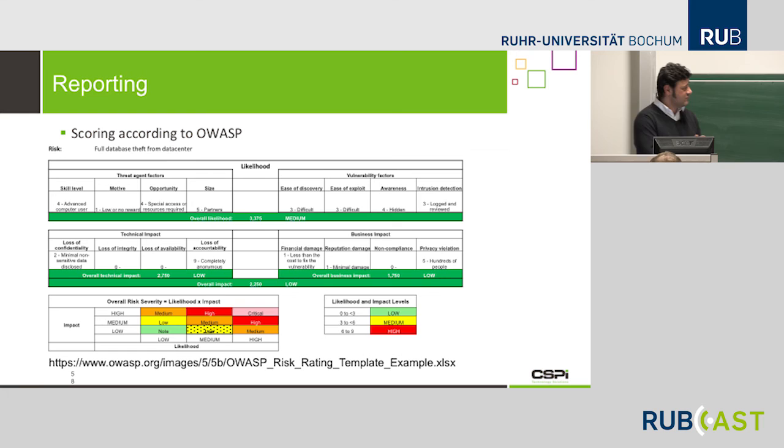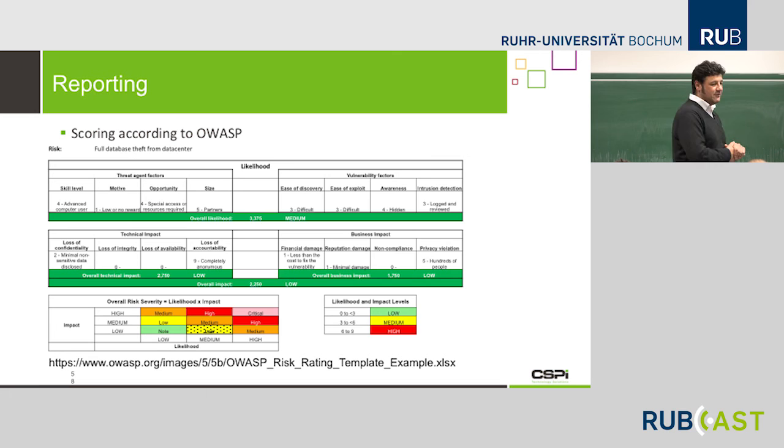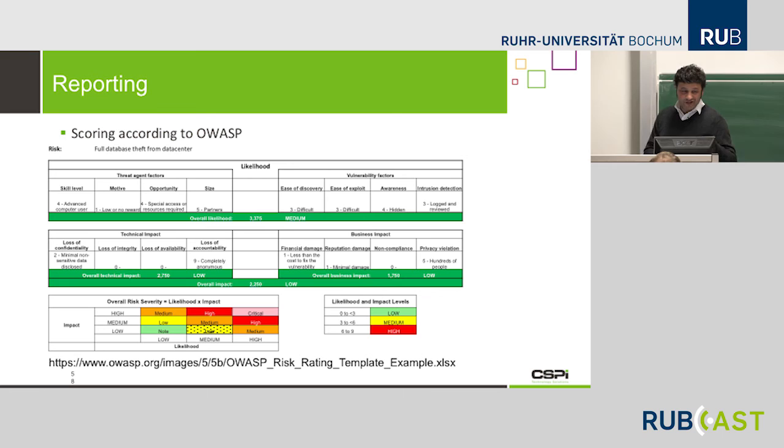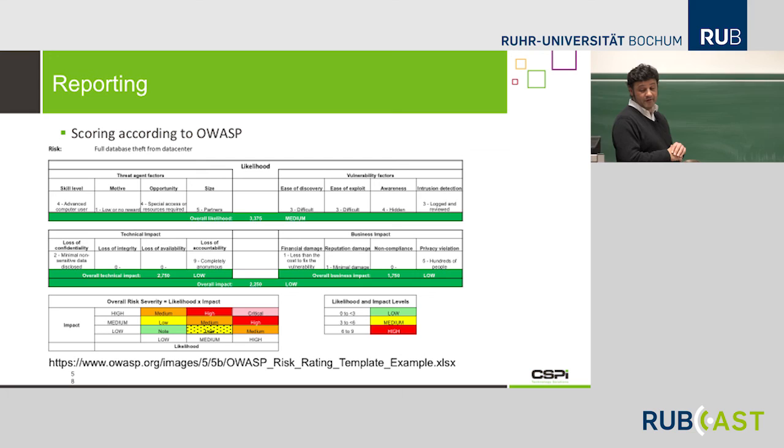The impact is very interesting here with OWASP. You have, on the one hand, the technical impact. The technical impact means what is the impact on integrity if the integrity is lost, or if the availability is lost, or if the data is disclosed, yeah? What is the estimation of impact here? So this is just a technical impact.